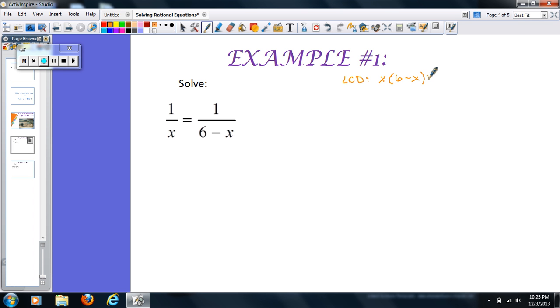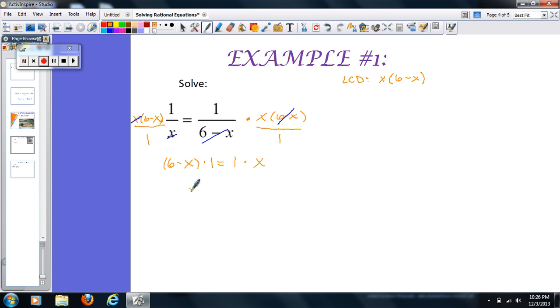Now we're going to take this and multiply both sides by x times 6 minus x. I'm not multiplying top and bottom, I'm multiplying just both sides. So now I have x times 6 minus x, over 1, times 1 over x. Because it's multiplication, I can cancel the x's. And the same idea here, I can cross cancel the 6 minus x's. This leaves me with 6 minus x times 1 equals 1 times x.